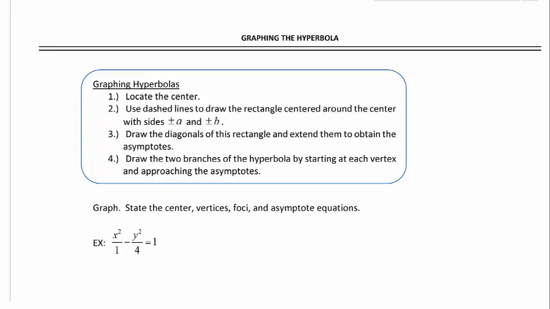Then we want to use dashed lines to draw the rectangle centered around the center with sides of plus or minus a and plus or minus b. Then we'll draw in the diagonals of this rectangle and extend them to obtain the asymptotes of our hyperbola. Then we'll draw the two branches of the hyperbola in by starting at each vertex and approaching the asymptotes.